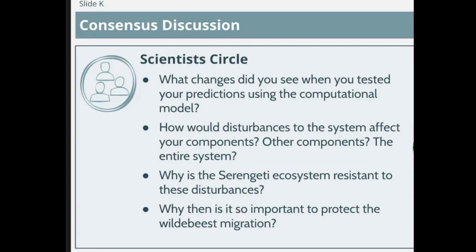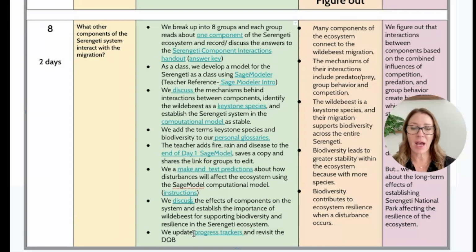If you remove the wildebeest, or we hurt the wildebeest in any way, then the whole system could collapse or become unstable, using that cross-cutting term, stability, change in stability. And so it's really important to protect that wildebeest migration. We're going to then update our progress trackers with all of these science ideas that we kind of figured out.